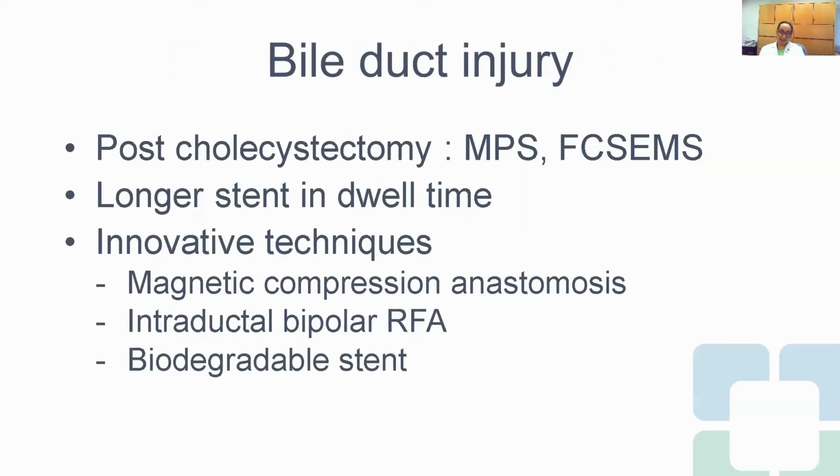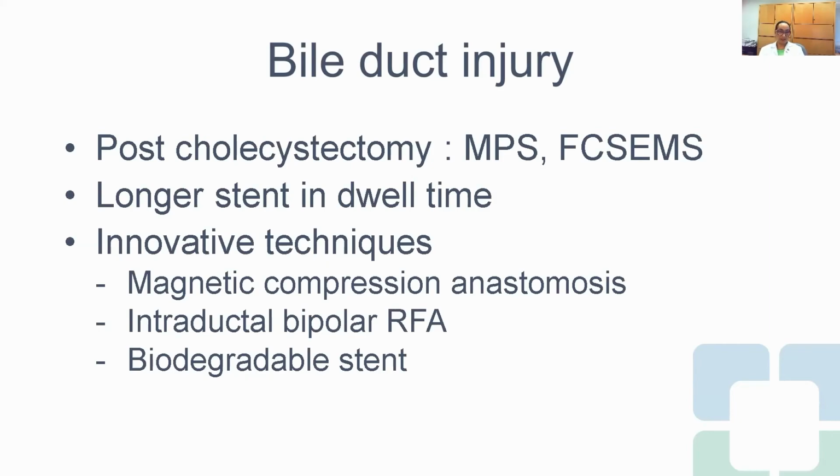So finally, a slide on bile duct injury. As I mentioned, the most common scenario is post-cholecystectomy, where they can either have a conventional anatomy or they can end up with hepaticojejunostomy. Most of these, again, can be managed with multiple plastic stenting or fully covered metal stent. However, bile duct injury strictures tend to be much more fibrotic, and generally they do better with longer stent indwell time, longer than 6 months, preferably 8 to 12 months.